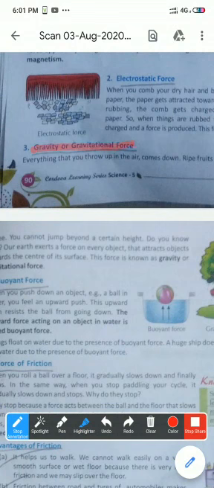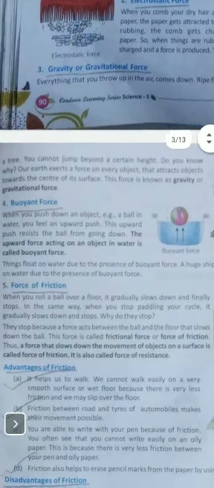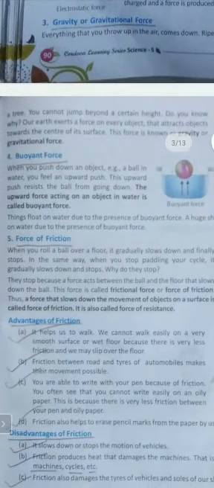Now, next we have another type of force, that is called gravitational force. To understand that, we have a very simple example: whenever we drop any object, it goes down. Means Earth is pulling that object towards itself. Now, what force is Earth applying on that object to pull it towards its center of gravity? It is called gravitational force.